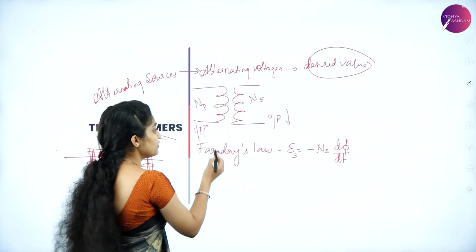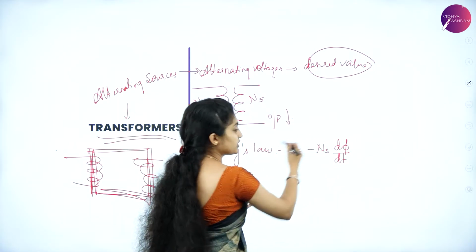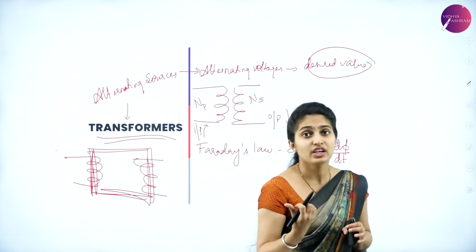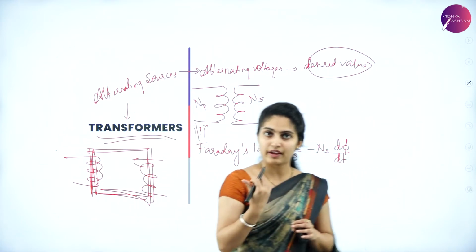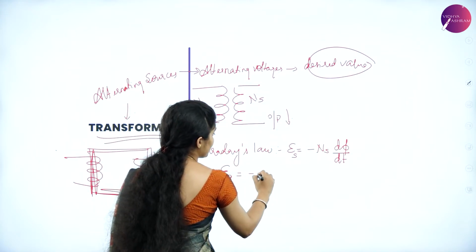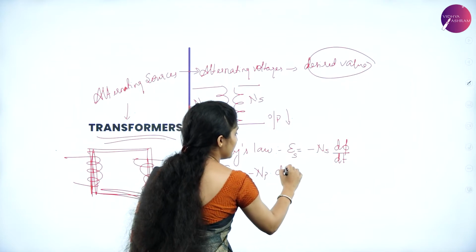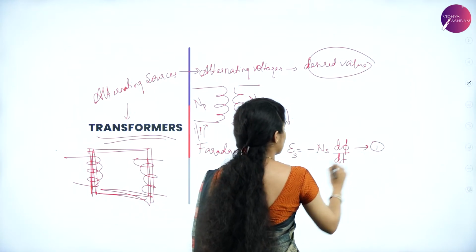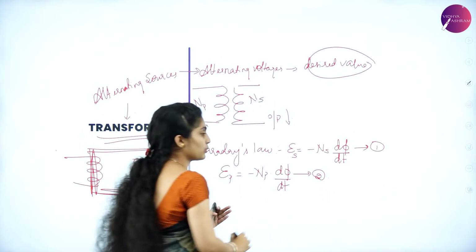Now, due to the induced EMF in the secondary coil, there is a reaction in the primary coil as well, which is called the back EMF. That back EMF in the primary coil is epsilon P equal to minus NP into d phi by dt. This can be considered equation 1, and this equation 2.